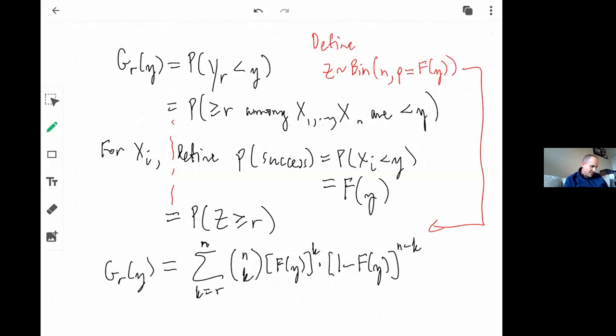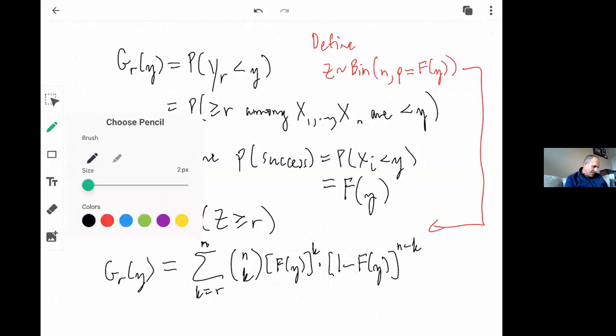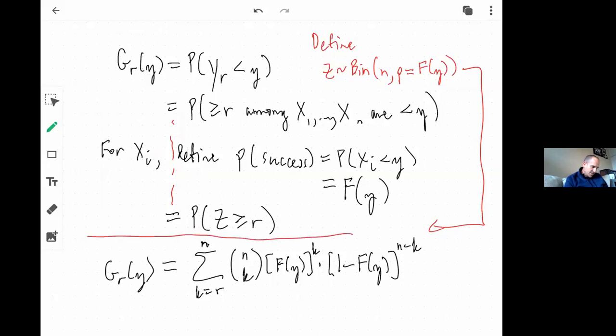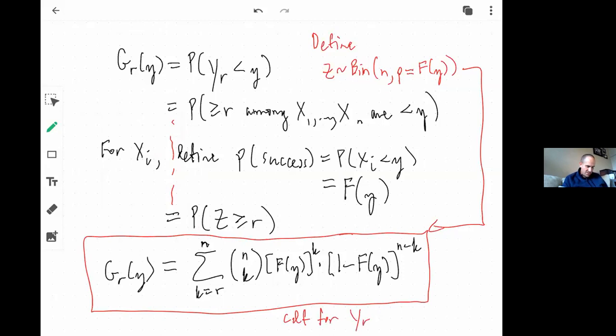So this is GR of Y. Let me just highlight this so that we can see it in all of its glory here. That is the CDF for the rth order statistic, Y sub R. That's pretty remarkable for sure.